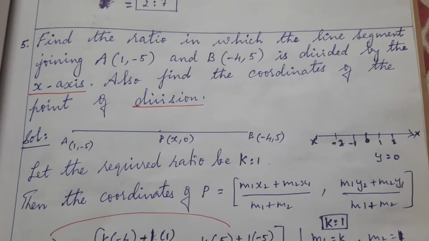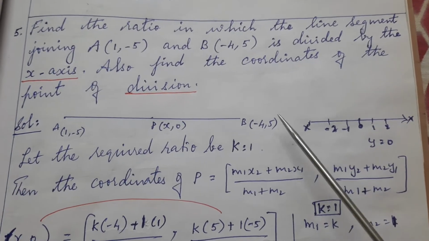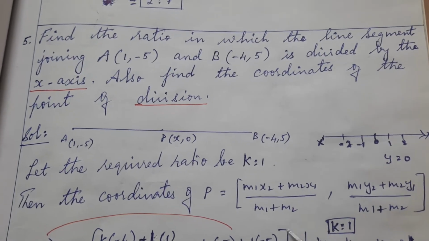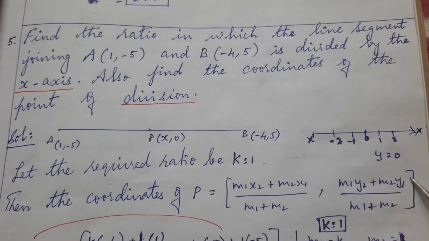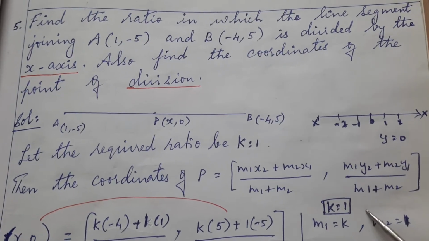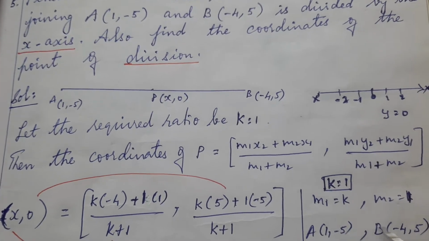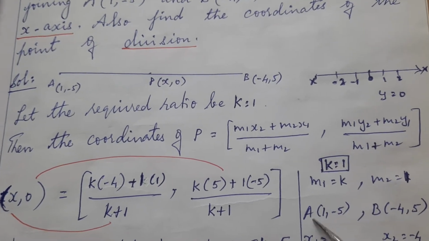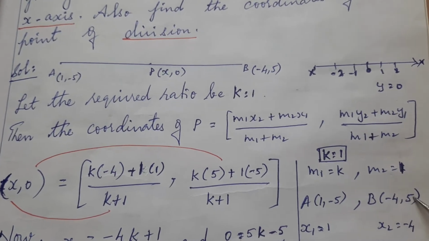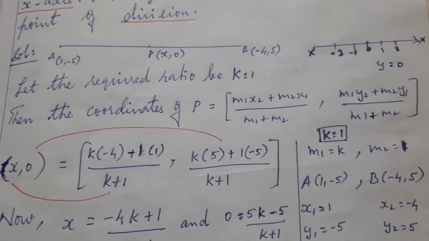So the coordinates of P by the section formula: you know whenever the ratio is given, you have to use the section formula. (m1x2 plus m2x1) by (m1 plus m2), and (m1y2 plus m2y1) by (m1 plus m2). Now k is to 1 is the ratio, so m1 is k, m2 is 1. And A and B are the 2 points whose coordinates are given. A coordinates will be (x1, y1) and B coordinates will be (x2, y2).